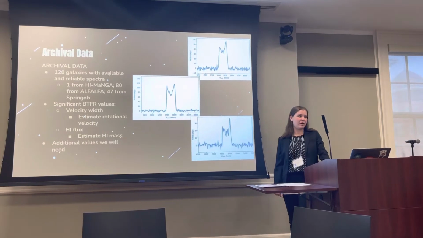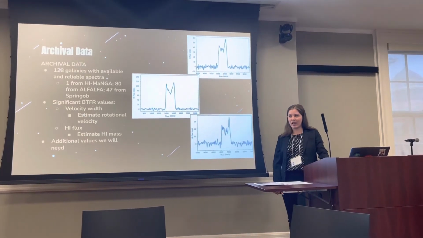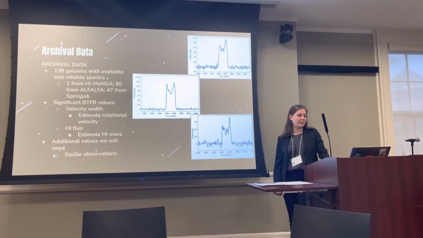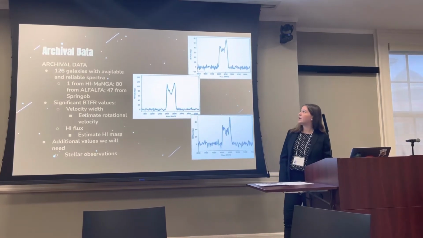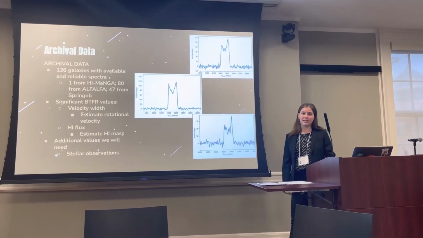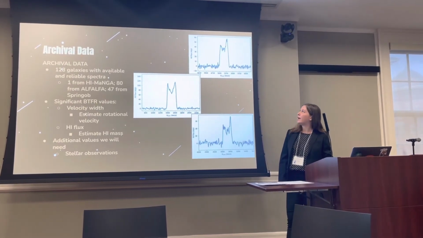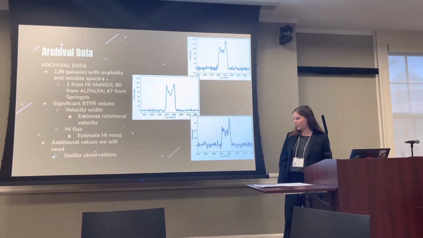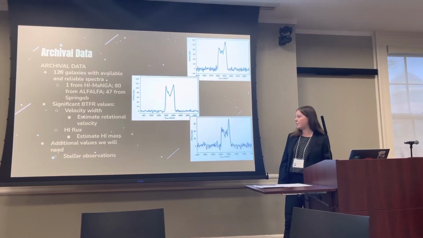And then after this, we'll have to go back to their optical surveys once again on Sloan and other surveys to extract their stellar masses. You can see here to the right there are 3 spectra for 3 of our galaxies within our archival sample, and all 3 of them plot the H1 flux with respect to the heliocentric velocity.